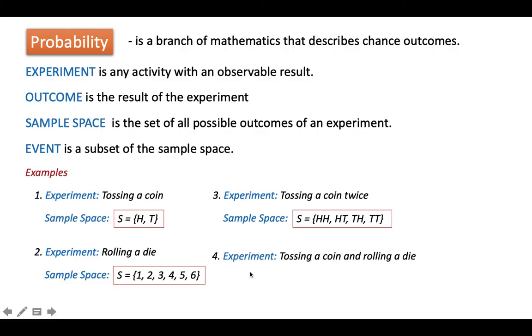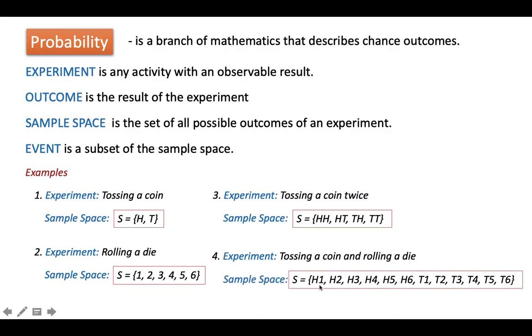And lastly, if we're going to toss a coin and roll a die, this will be our sample space. Our heads can be paired with 1, 2, 3, 4, 5, 6. Or if in our tossing of a coin the result is T, it can be paired with 1, 2, 3, 4, 5, and 6 of a die. So in here, our possible outcomes are all 12, and the set is called the sample space. And this is how it is written.